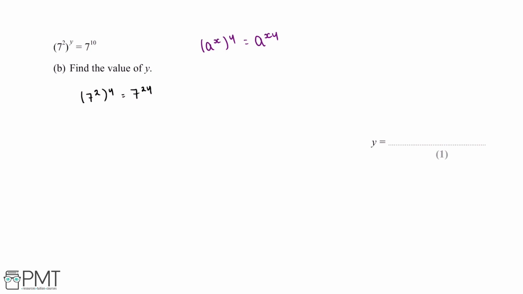So if 7 squared to the power of y is equal to 7 to the power of 2y, then this means that 7 to the power of 10 is equal to 7 to the power of 2y. And we can simplify this down to 10 is equal to 2y, and this tells us that y is equal to 5.